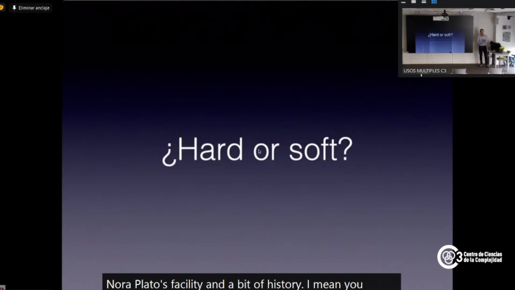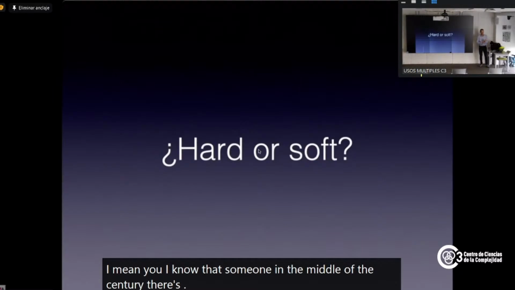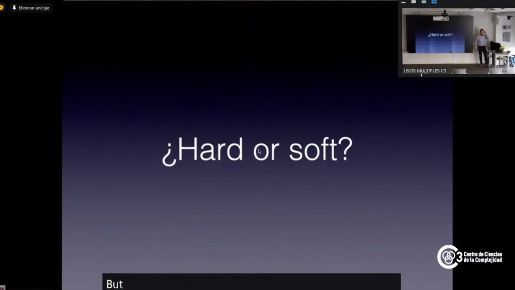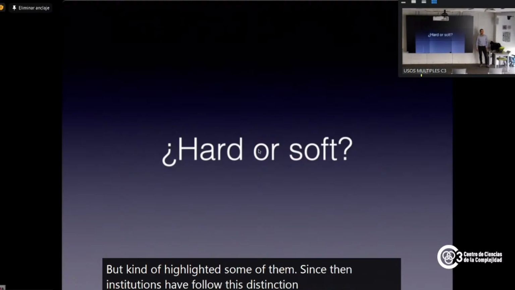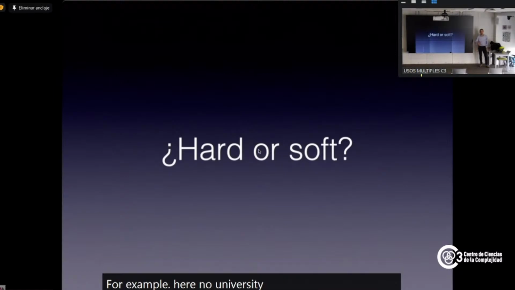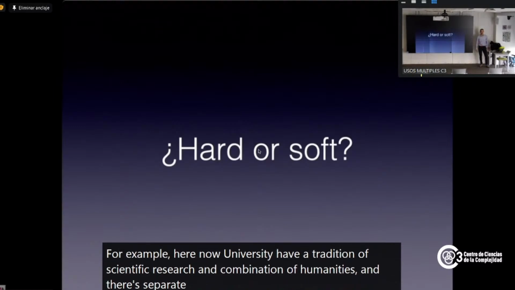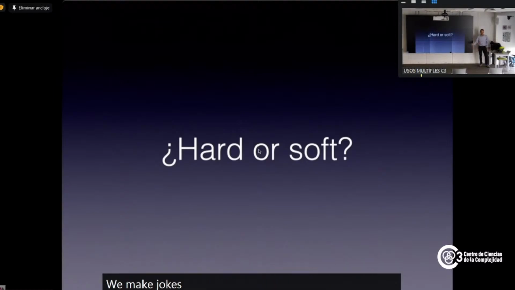You might know that somewhere in the middle of the 20th century, there's this famous essay by C.P. Snow titled The Two Cultures. Basically he divided the so-called hard sciences and the humanities. Of course there are relevant differences, and he highlighted some of them. Since then, many institutions have followed these distinctions. For example, here in our university, we have a coordination of scientific research and a coordination of humanities, and they're separate and have different evaluation mechanisms, and we make jokes about each other.